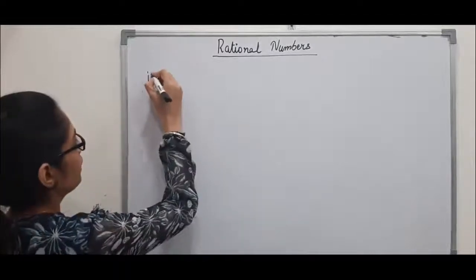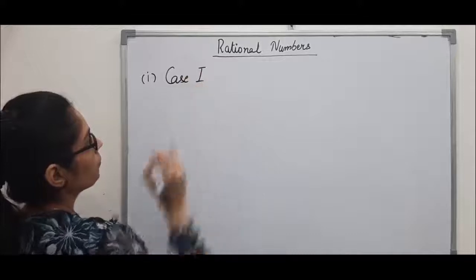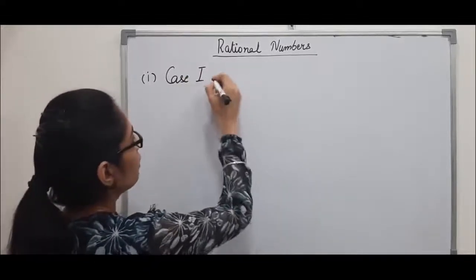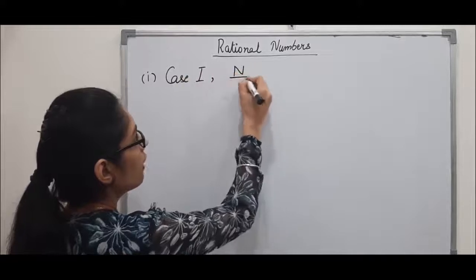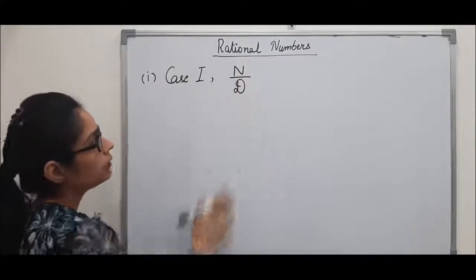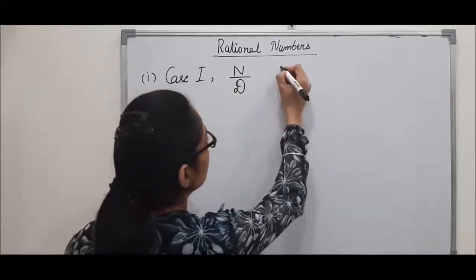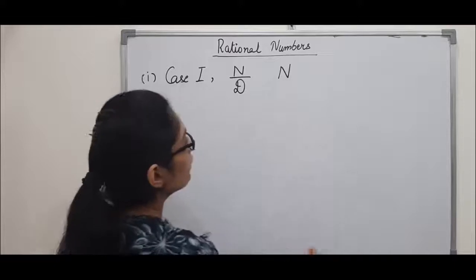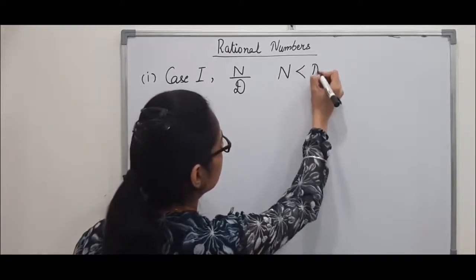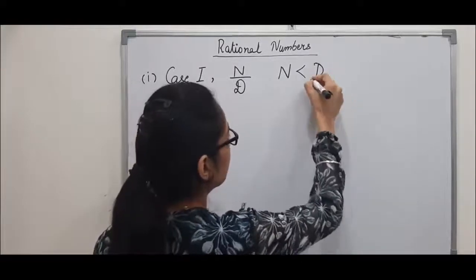The first one is case 1. In a rational number we have a numerator and a denominator. The upper number is the numerator and the lower number is the denominator. So in case number one, the numerator is less than the denominator.